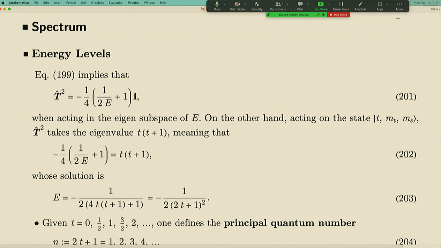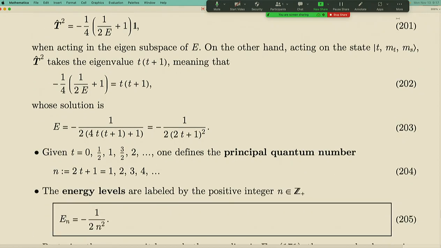First of all, using the relation where the energy is related to t square, we can show that, and that's just another way of writing it. Because we know that t square, when it acts on these eigenstates, takes the eigenvalue t times (t plus 1), this state will have an energy E that is related to t times (t plus 1) in this way. So now what we need to do is to solve for the energy. From this equation, we can rewrite the energy in terms of this quantum number t, and we can see that the energy only depends on the quantum number t.